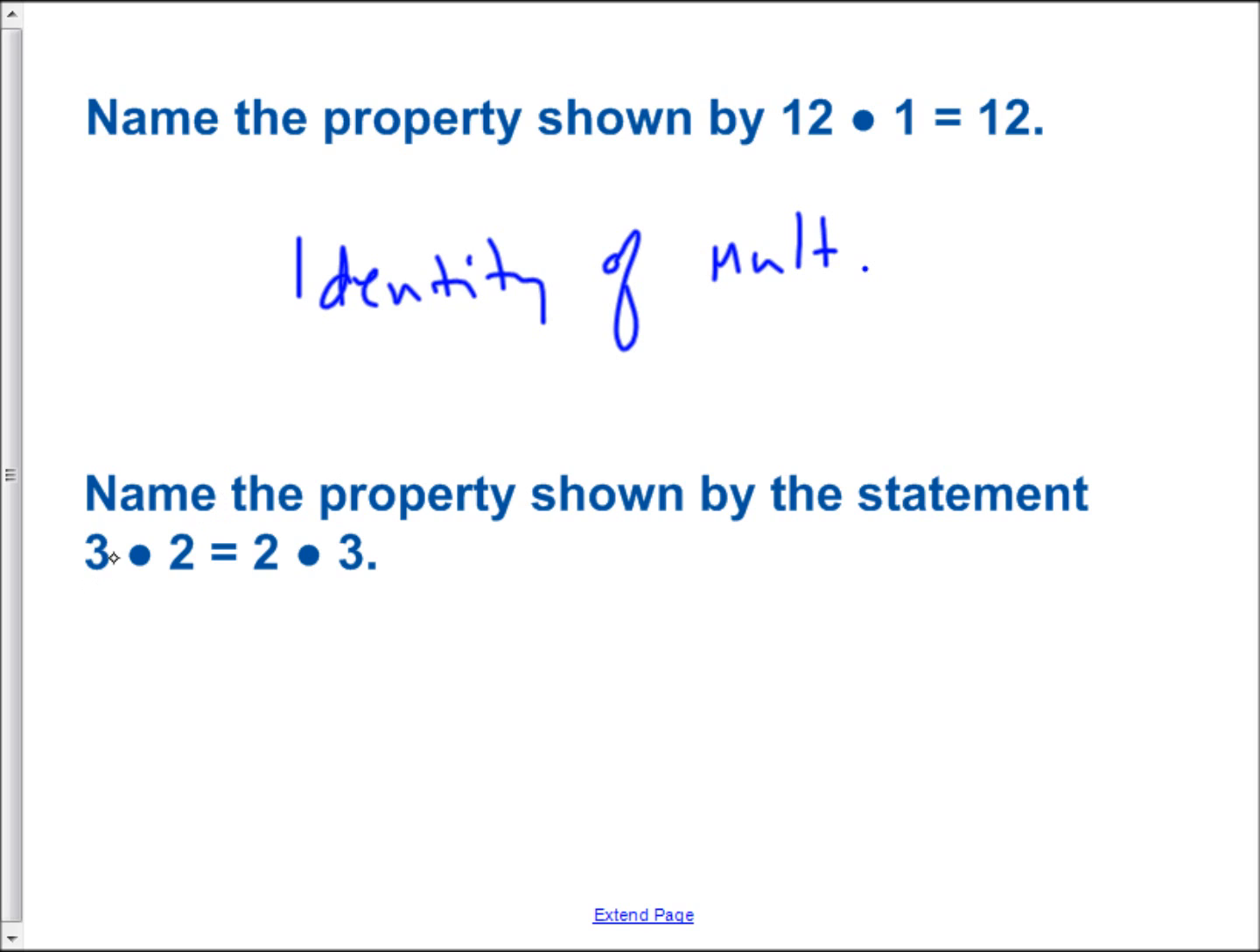All right, name the property here. All right, we're switching the numbers around. 3 times 2 is the same as 2 times 3. All right, that's the commutative property. That's being able to switch it around in any order, the commutative property.